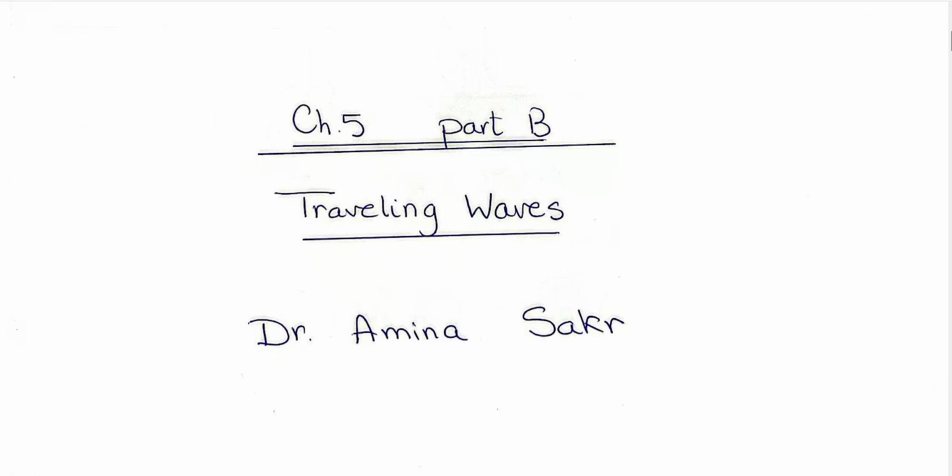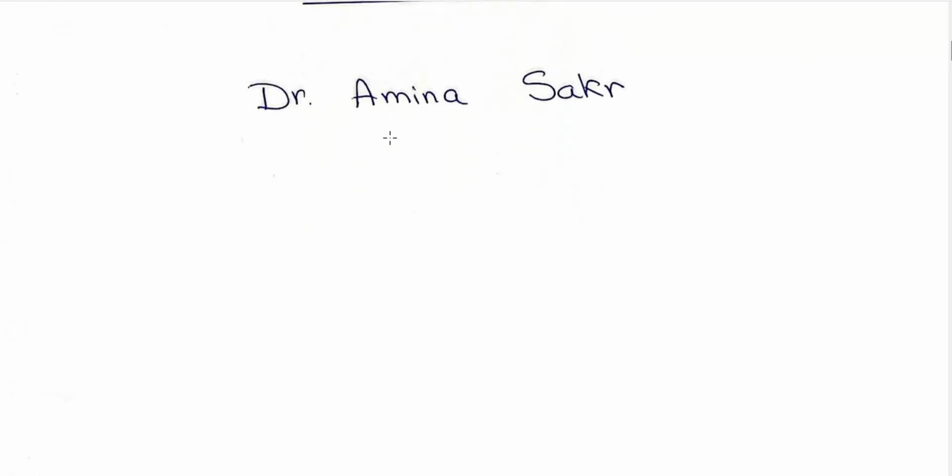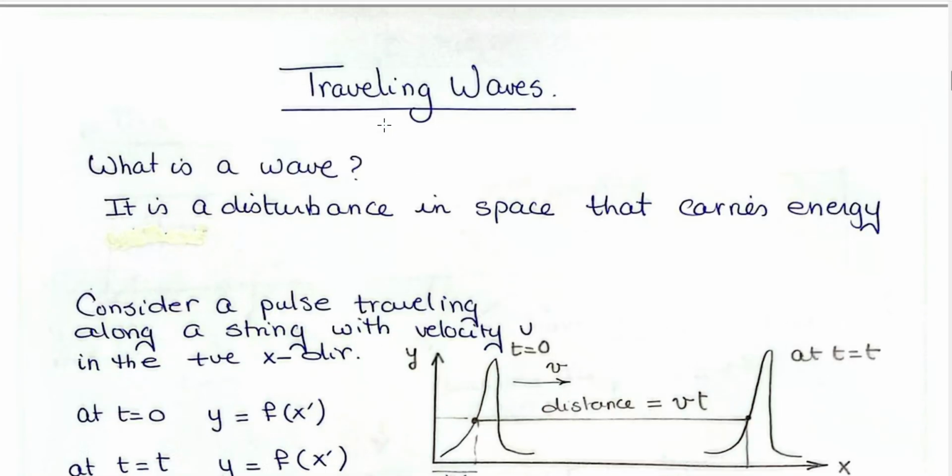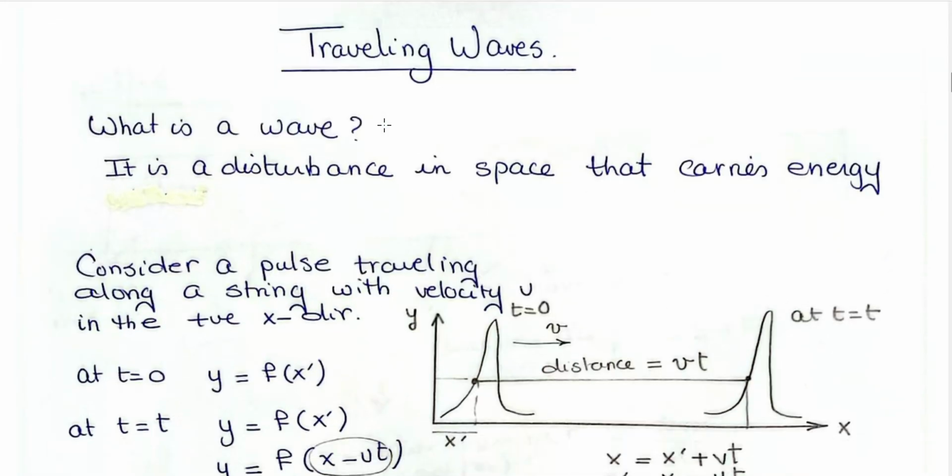Chapter 5, Part B, is the traveling waves. We want to discuss the wave motion and to know the equation of the traveling waves. First of all, what is a wave? A wave is a disturbance that happens in space and carries energy. It's a method by which information is transferred without the material making a journey.